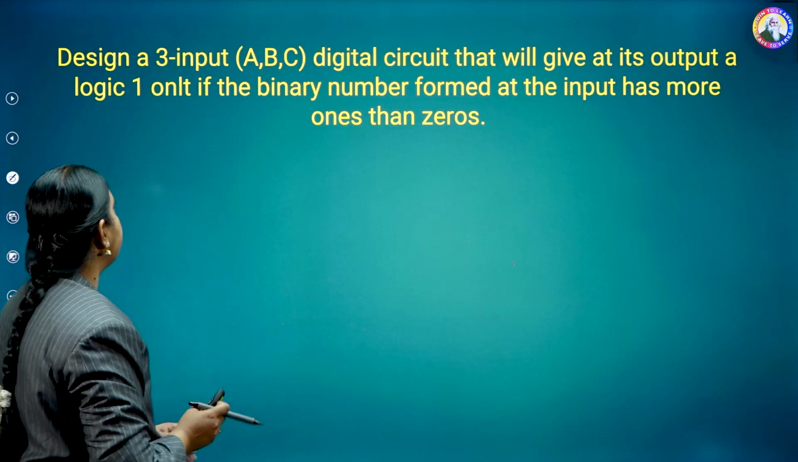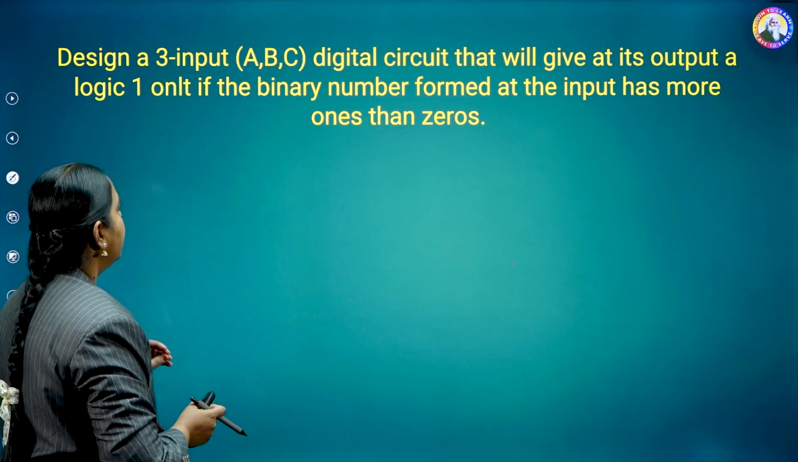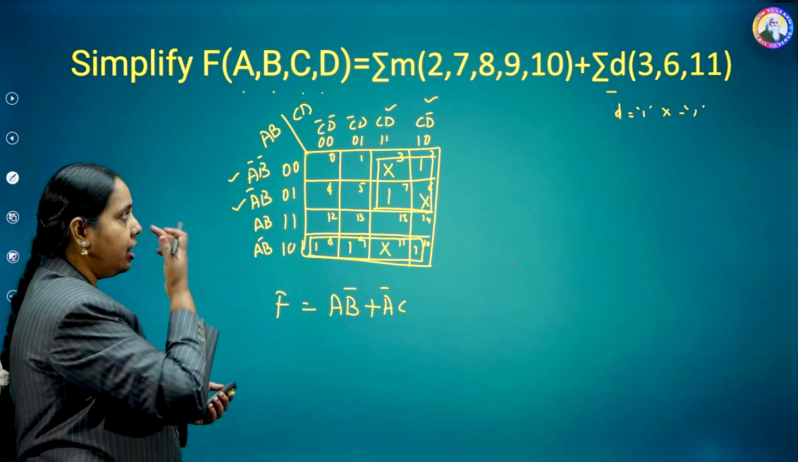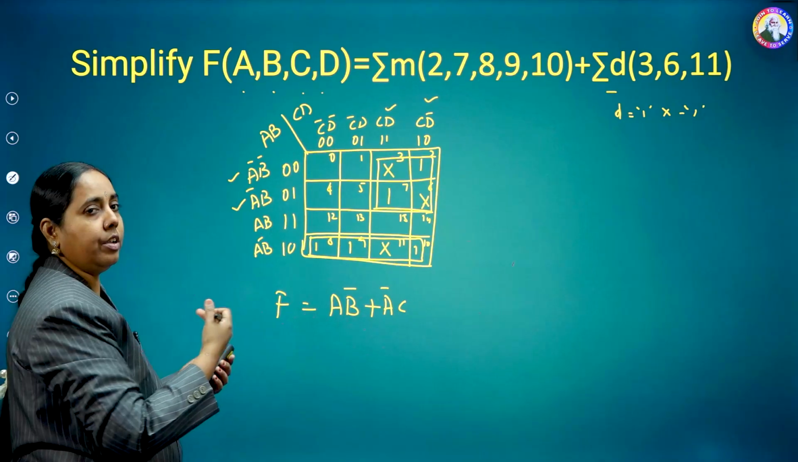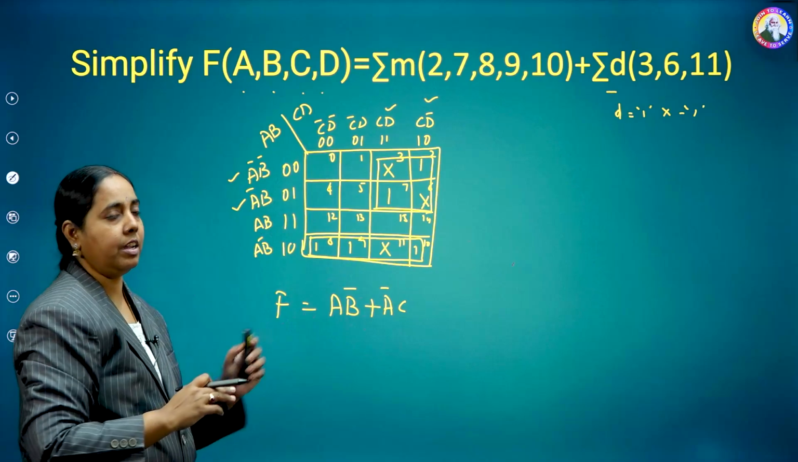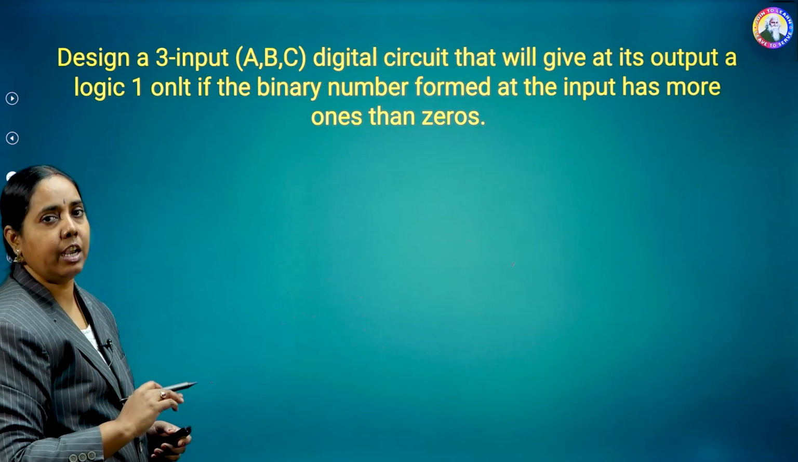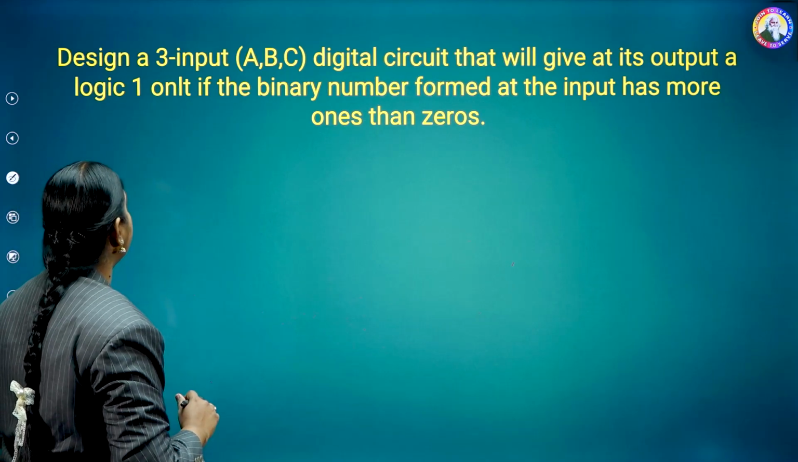So what is the question given? After this it is a K-map simplification, right? So further we are extending. If the numbers are given, in this way we are doing. If a problem is given like this, how to solve it by using a K-map, right? So what is the question given?